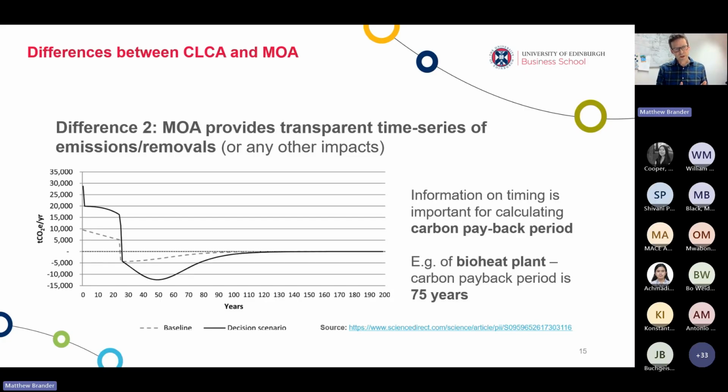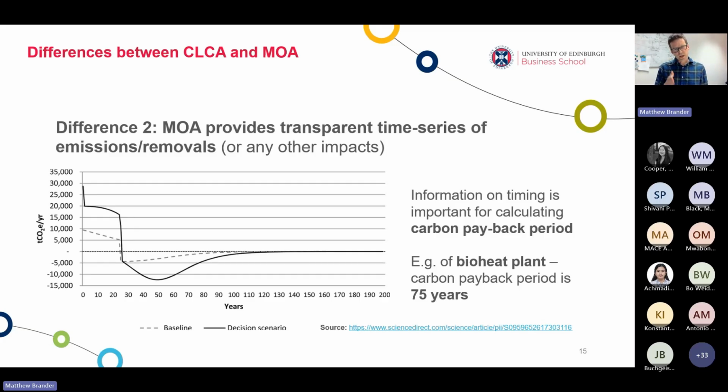And what we have for the first 25 years, that's the lifetime of the bioheat plant while it's operational, the decision scenario emissions are higher than in the baseline because we're burning woody biomass. And woody biomass has higher emissions when you burn it. More CO2 is released when you burn it per unit of energy compared to natural gas. So we have a period of time while the bioheat plant is operational where we're increasing emissions to the atmosphere relative to the baseline.